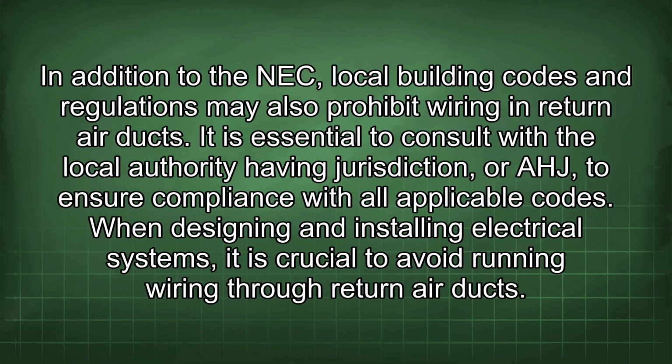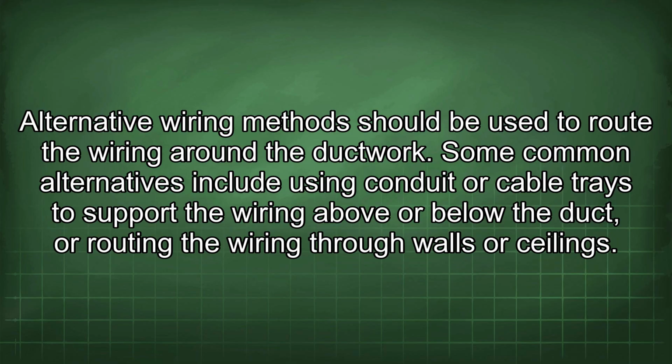In addition to the NEC, local building codes and regulations may also prohibit wiring in return air ducts. It is essential to consult with the local authority having jurisdiction, or AHJ, to ensure compliance with all applicable codes. When designing and installing electrical systems, it is crucial to avoid running wiring through return air ducts. Alternative wiring methods should be used to route the wiring around the ductwork.